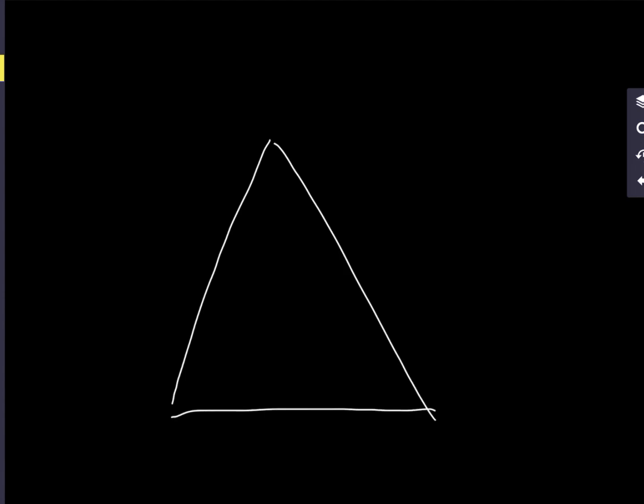Let's say that we have an equilateral triangle. All these sides are congruent. So let's actually call all these sides 2x. And then all the angles are congruent, obviously. All of them are 60 degrees.